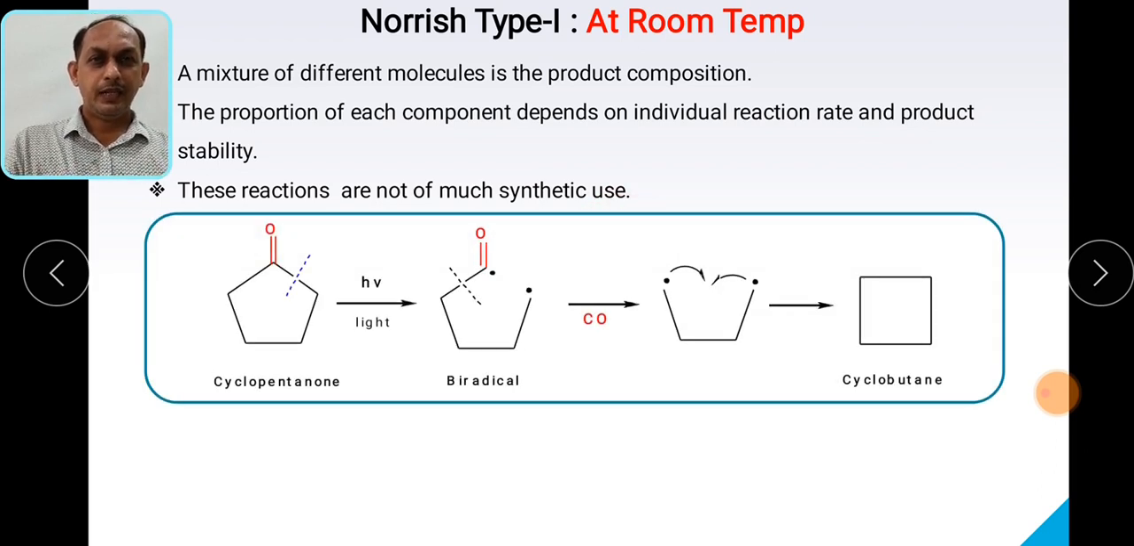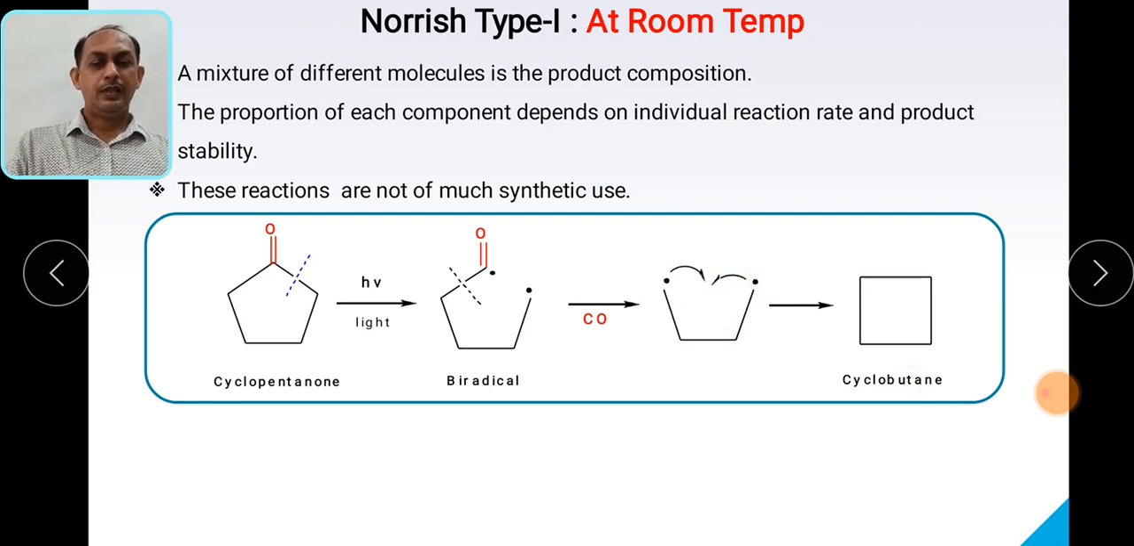Another example: in the case of a cyclic ketone, we can expect a Norrish Type-I reaction where this particular bond breaks between the carbonyl carbon and the next carbon. As a result, you will get a radical over here, carbonyl, and a radical over here. Again this particular bond will break on the other side of the carbonyl carbon. As a result, you will get one radical over here and one radical over here. So this CO will be eliminated, and these radicals will combine and form cyclobutane.